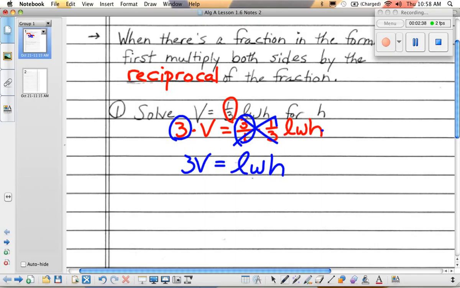Okay, but now we need to go back up and look at what we were supposed to solve this equation for. H. We're supposed to get H alone. So what are we going to have to do next? Divide by LW, because H is being multiplied by LW. So we're going to write the equation again, and in this one is where we'll show our work of dividing by LW, because that's what we want out of there.